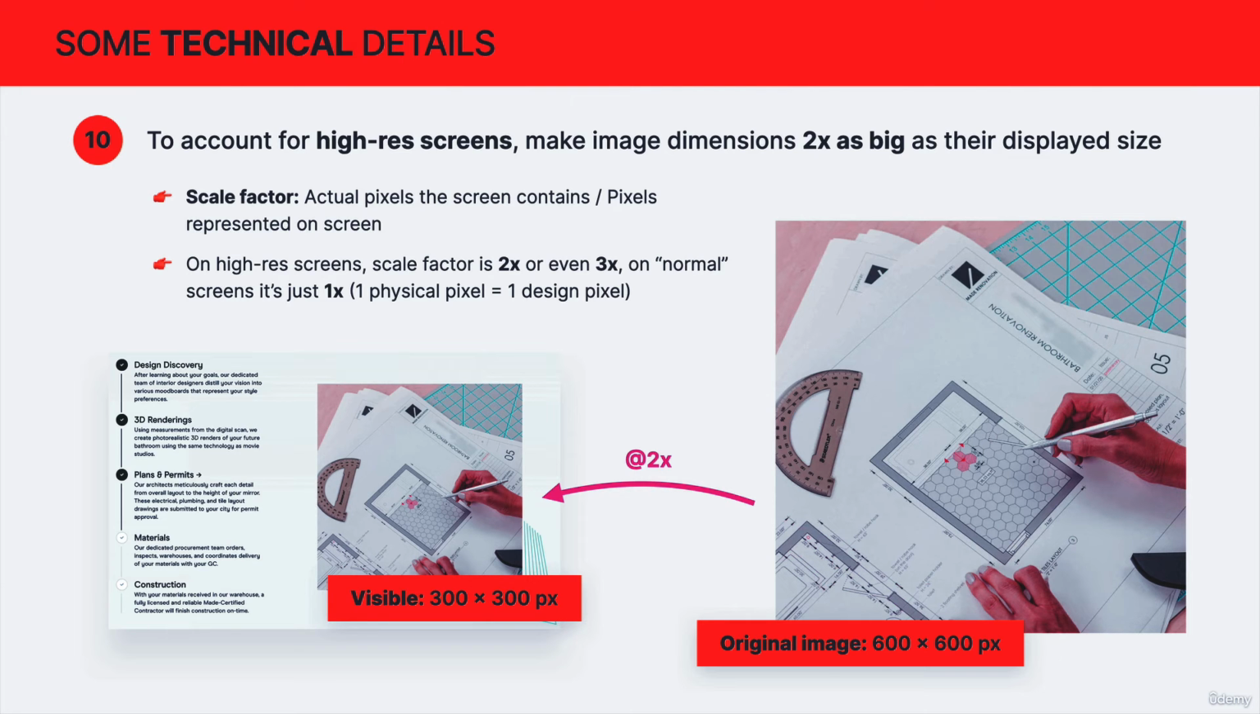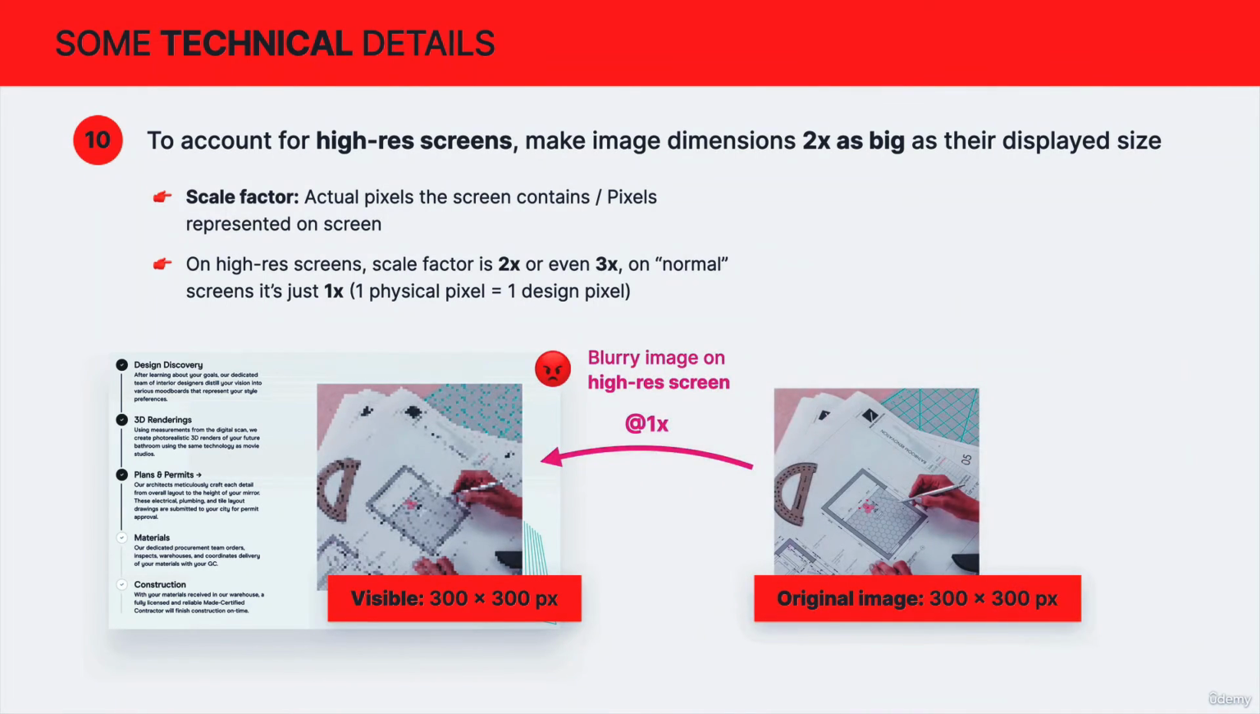And again, it is because the high-resolution screen will actually use 2 pixels to show each pixel that we specify in CSS. Now, if we actually broke that rule, so if our original image was only 300 by 300, it would look something like this on a high-resolution screen. And of course, that's not what we want.